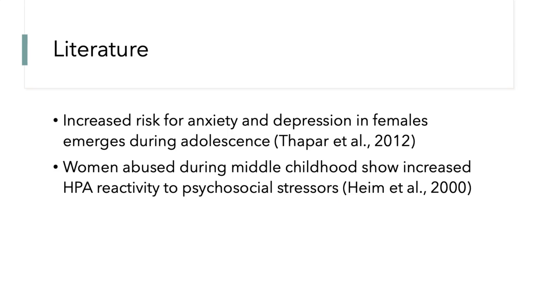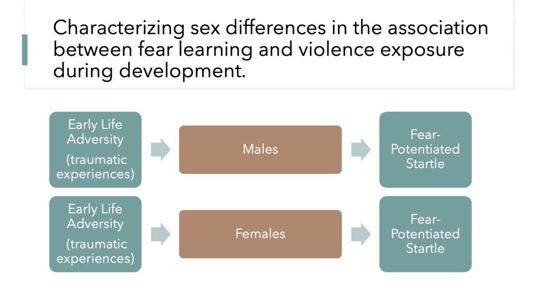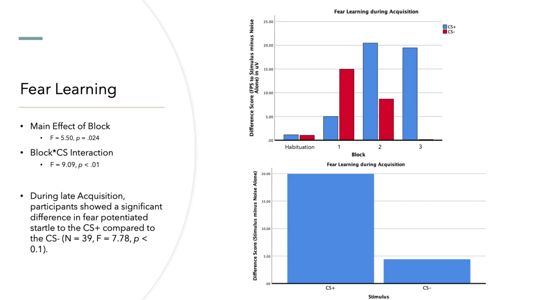Furthermore, there is increased risk for anxiety and depression in females during adolescence, and women abused during middle childhood show increased HPA reactivity to psychosocial stressors. Our objective is to characterize sex differences in the association between fear learning and violence exposure during development. Here we see successful fear learning in our participants.